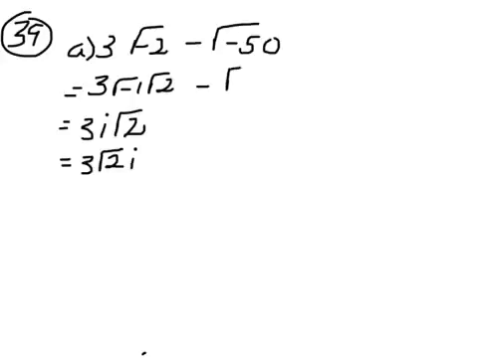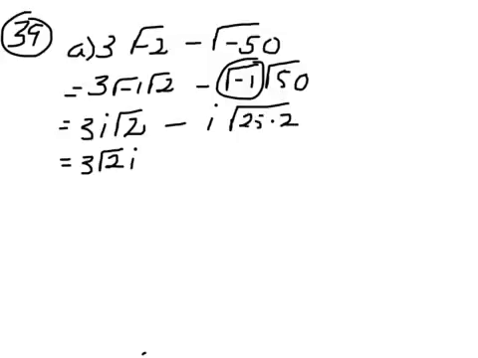Square root of negative 50, that's the square root of negative 1 times the square root of 50. So again, we're going to have an i for the square root of negative 1. And the square root of 50, if you think about it, that's 25 times 2. 25 is the biggest square in 50. So that's going to be 5 that comes out front with the i. I'll put it in front of the i, and you'll have a square root of 2 left.